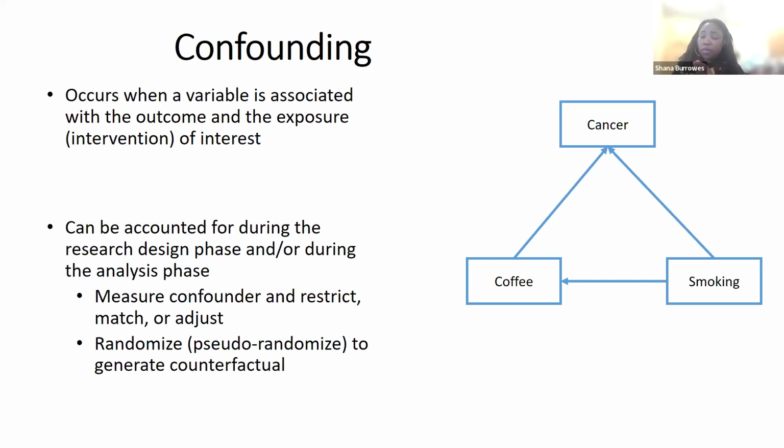There are ways to account for this in your analysis, and there are ways to account for this in your study design. You can restrict your analysis to just people who don't smoke, to make sure that your result is not being impacted by smoking, or you can do something like randomization, which in theory takes care of a lot of measured and unmeasured confounding in your study.